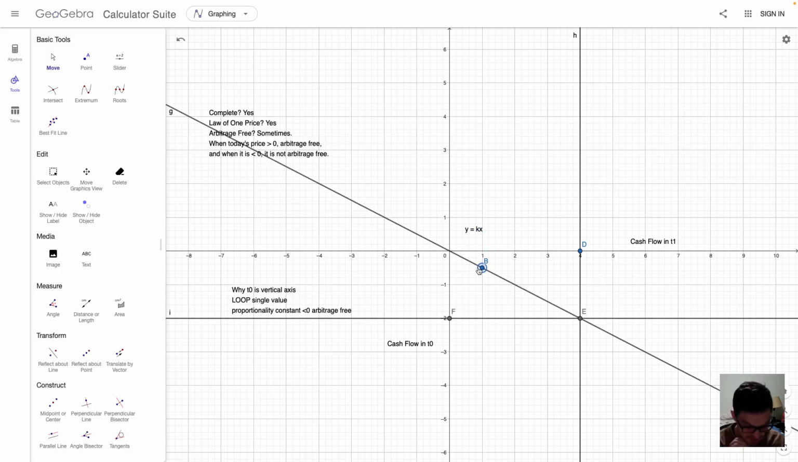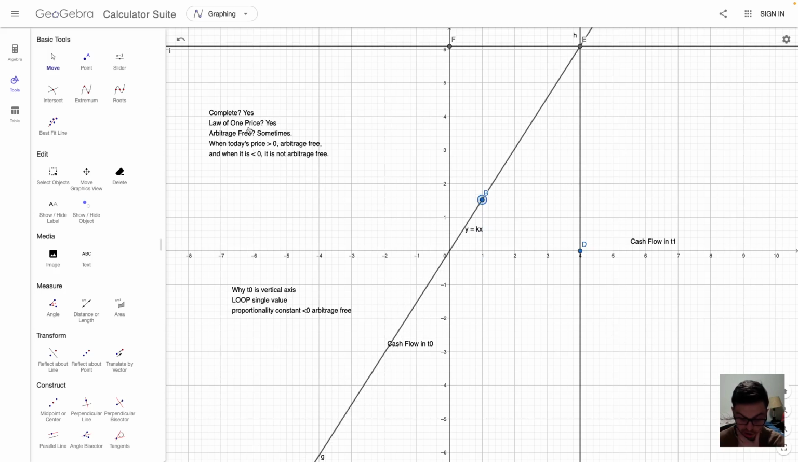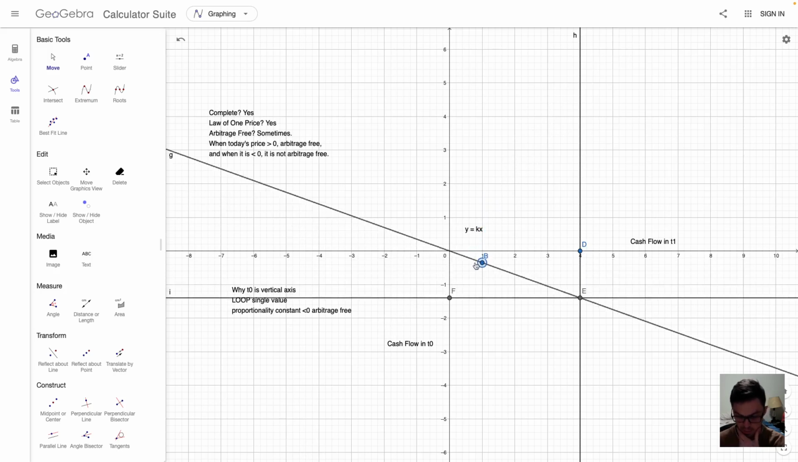That might seem like a small thing, but it's actually pretty deep. The law of one price comes first, and then arbitrage free comes second. The law of one price means we have this functional form, and arbitrage free means not only do we have this functional form, but we also know that this k is a negative number. So the law of one price can hold, and k can be positive, way up here. The law of one price holds, but arbitrage free does not. But now they both hold because our k is a negative number.